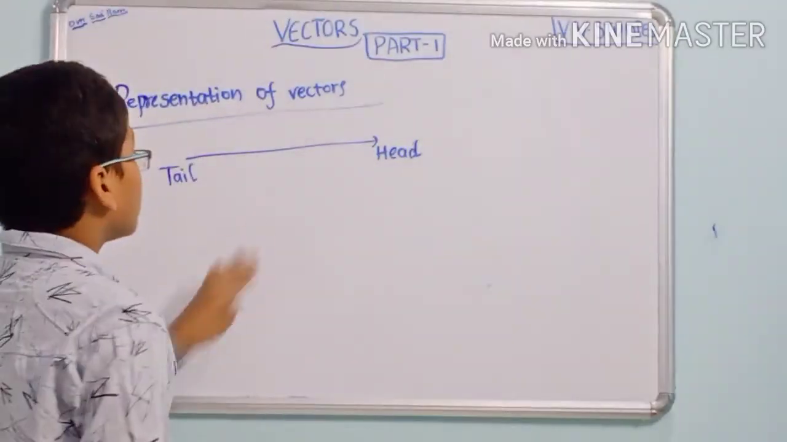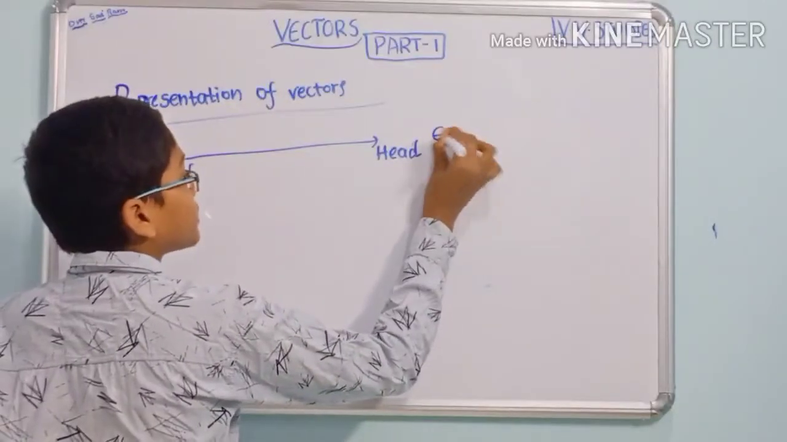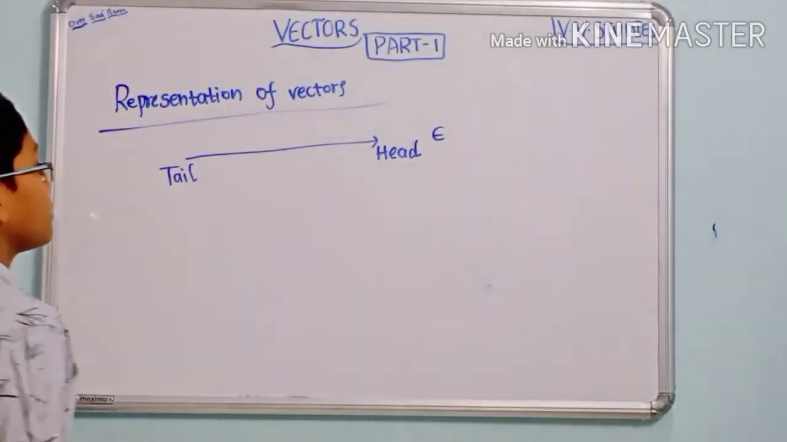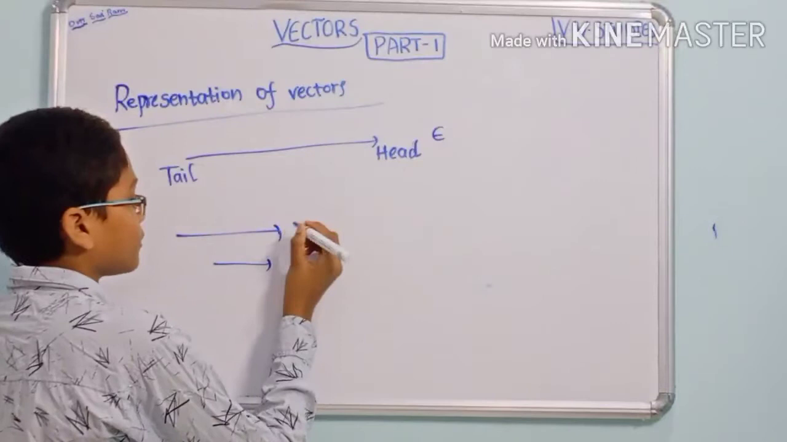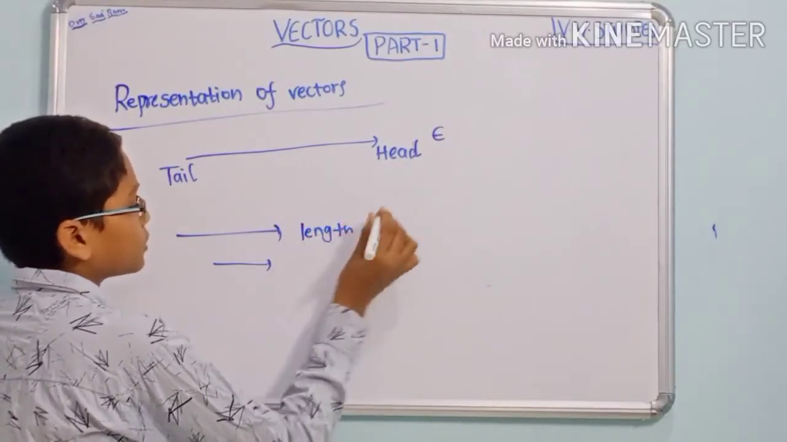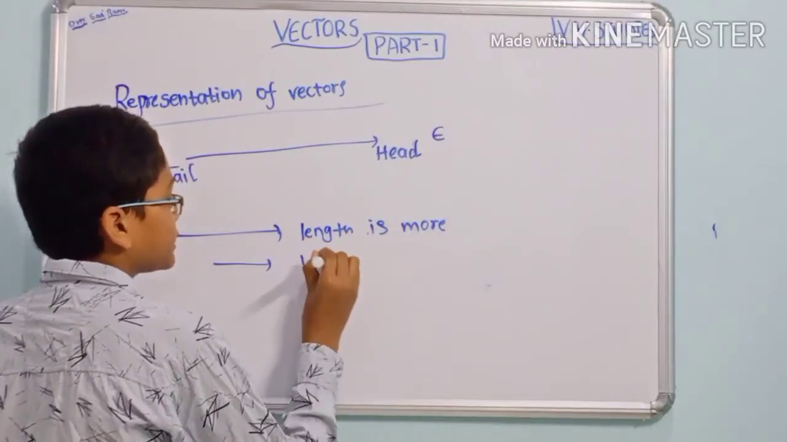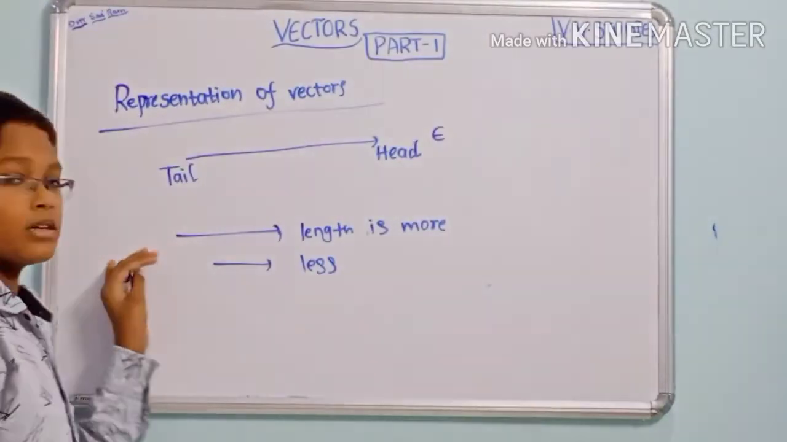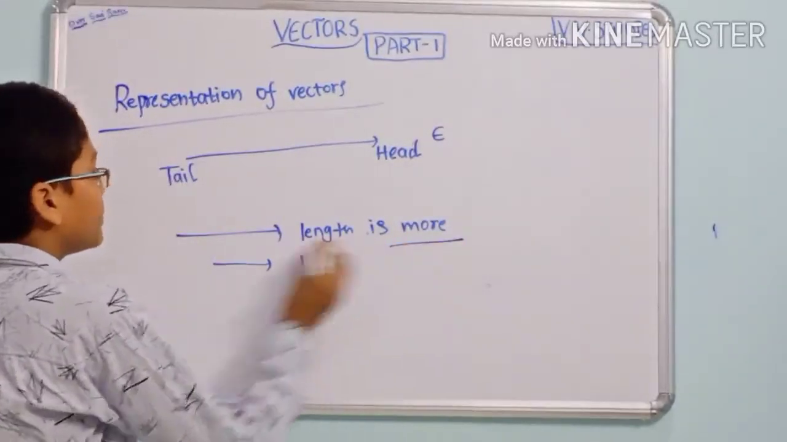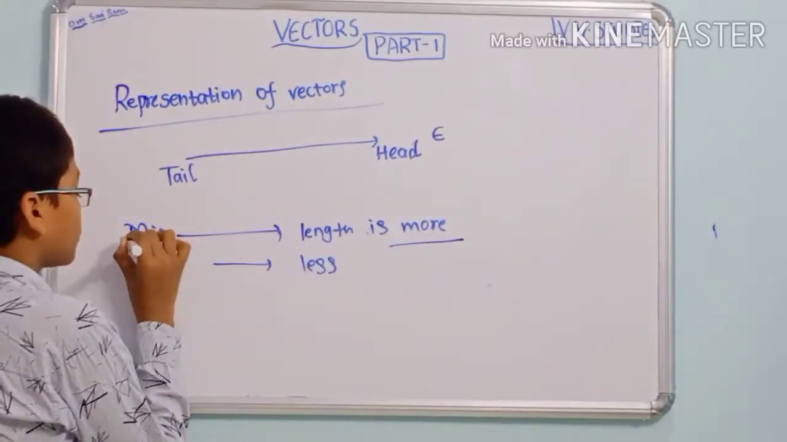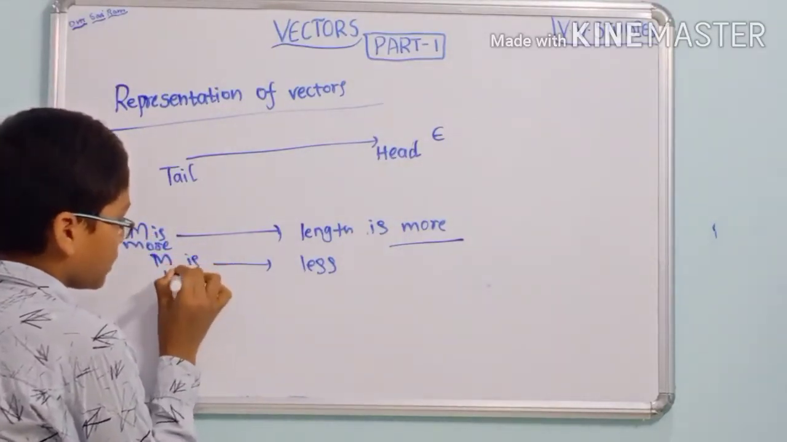Now, the magnitude. See, we can represent direction here. The direction of the vector is eastwards. East. How can we tell the magnitude? The magnitude of the vector depends on the length of the arrow. Here, the length of the arrow is more. Here length is less. Means this is the greatest vector. Here magnitude is more, here length is more, and here length is less. Length is more means magnitude is more. Length is less means magnitude is less.